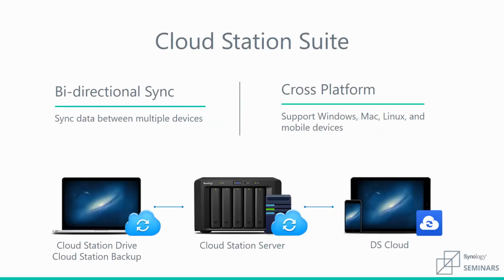Now that you have easy remote access with Quick Connect, you need to have the ability to sync your data between devices. That is where the CloudStation suite comes into play. Once you install CloudStation Server on your NAS, CloudStation Drive on your computer, and DS Cloud on your mobile device, you can enable a bidirectional sync between all of your devices. This software is cross-platform and supports Windows, Mac, Linux, as well as mobile devices. I'm going to dive into a demo here and show you how this software works.